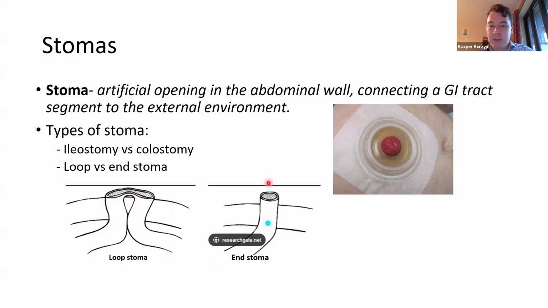Now, end stoma is where we just have the proximal bit, the functioning bit coming out, and something happened with the other bit. Either like in Hartmann procedure, it was sewn shut, or it's no longer there. And end stomas, apart from the Hartmanns, are typically intended to be permanent stomas.